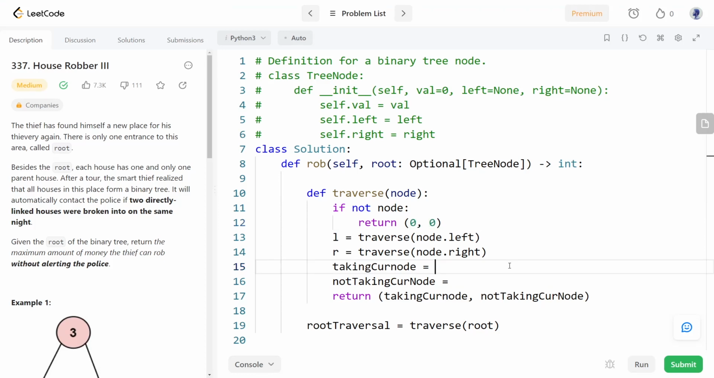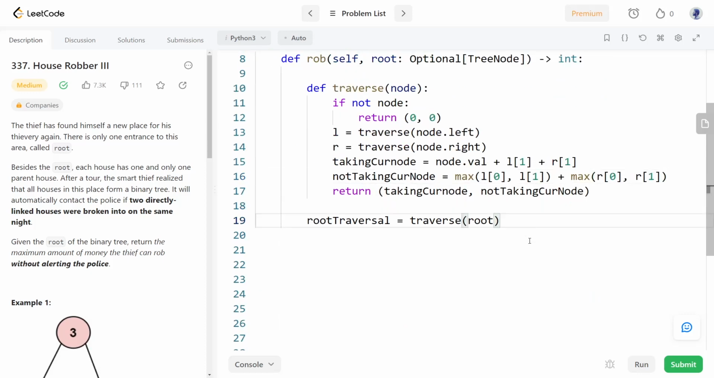Now coming back to the current node, we know that if we are taking the current node, then the maximum amount of money we can rob is the amount of money present in the current node plus the amount of money we could rob without taking the immediate left node plus the amount of money we could rob without taking the immediate right node. And if we are not taking the current node, then the maximum amount of money we can rob is the maximum of the amount we get with and without taking the immediate left node plus the maximum of the amount we get with and without robbing the immediate right node.